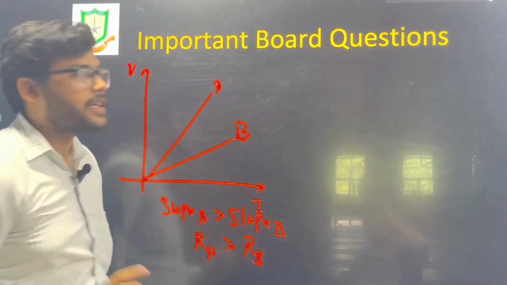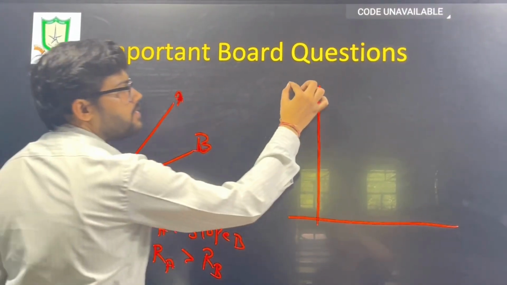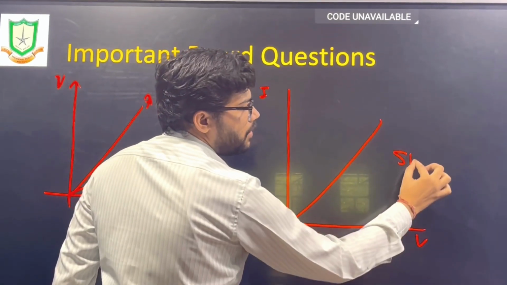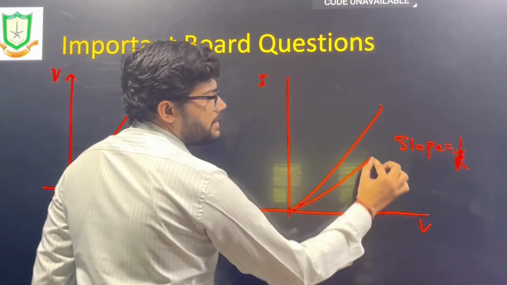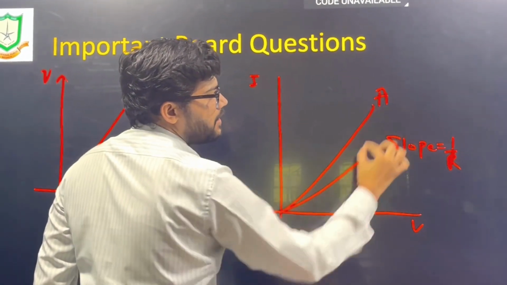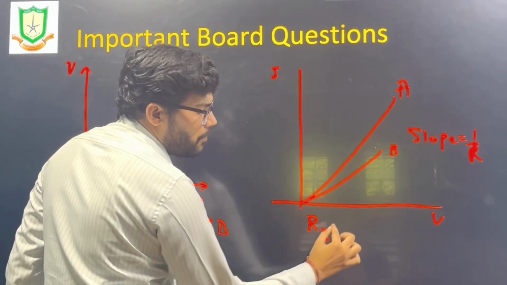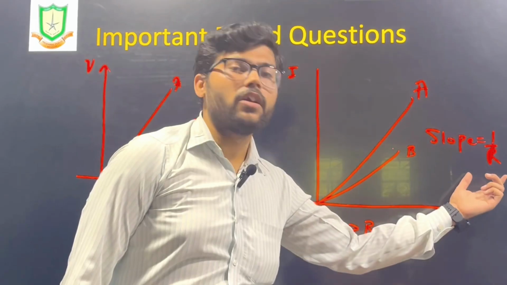Now remember one important thing, if the axes are changed, if this is your I and this is your V, then the slope will be equal to 1 over R. And the resistance, this is your A, this is your B. And the resistance of B will be more than resistance of A, because now it gives the reciprocal of resistance.